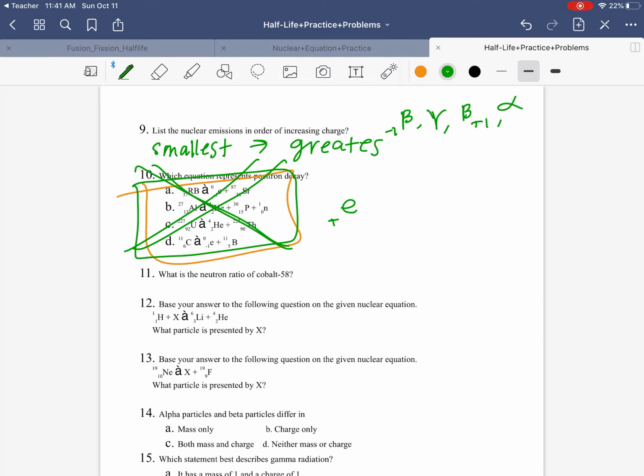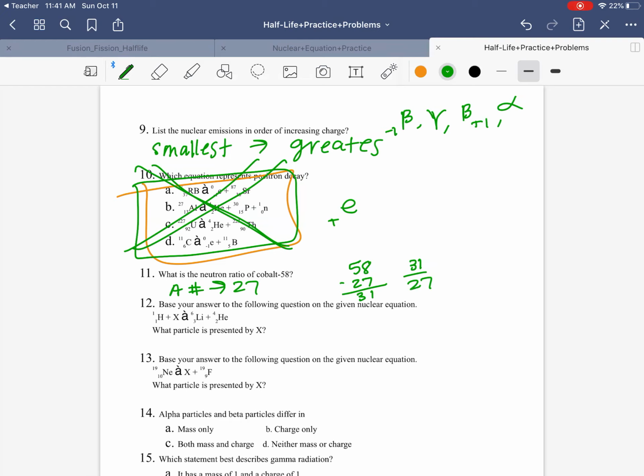Okay, so cobalt is going to have an atomic number of 27. So you're going to do 58 minus 27, and that's going to give you 31. So it's going to be 31/27. This one is just asking for the ratio. You do not need to tell me if it's stable or unstable.